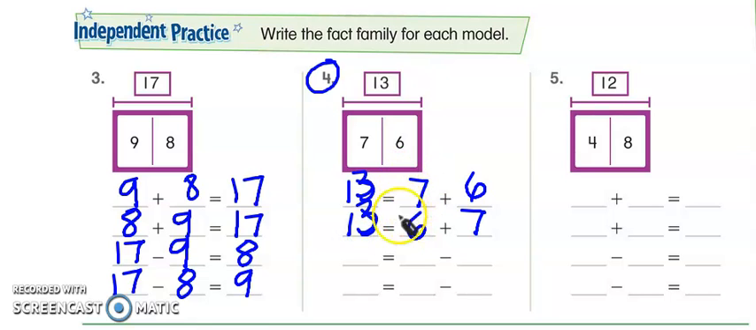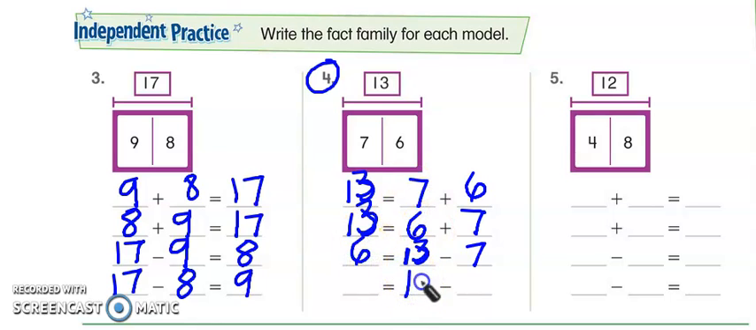Then we have a subtraction. So if we have 13, we take away 7. Remember, the whole has to always go in front, because this is what we have and this is what we take away. So we have 13 and we take away 7, so we have 6 left.